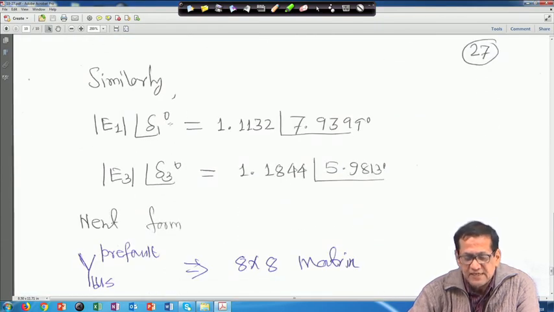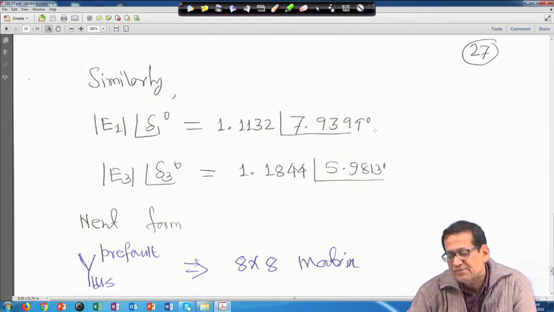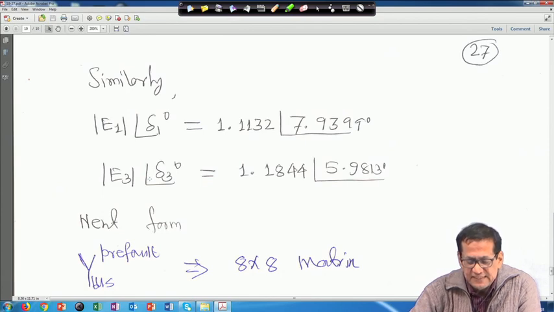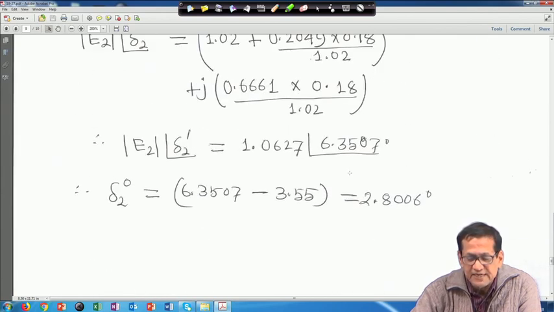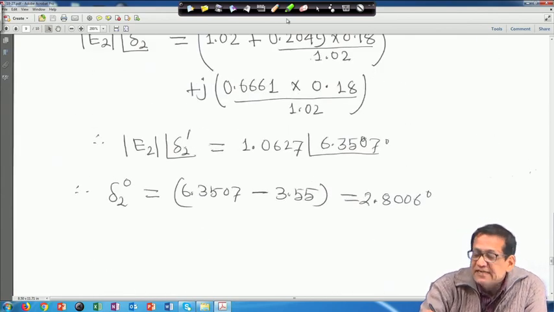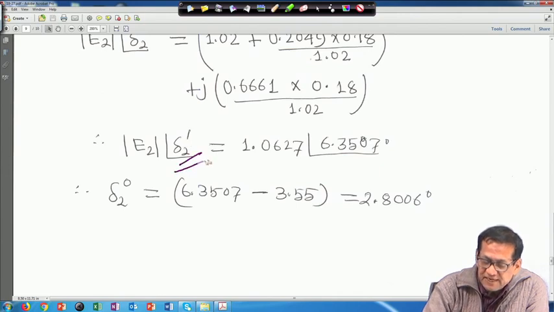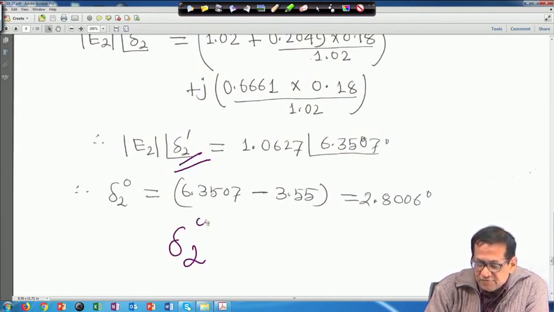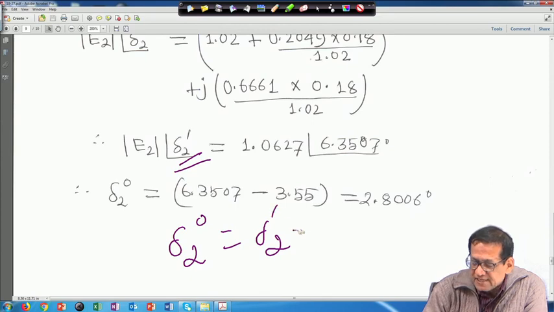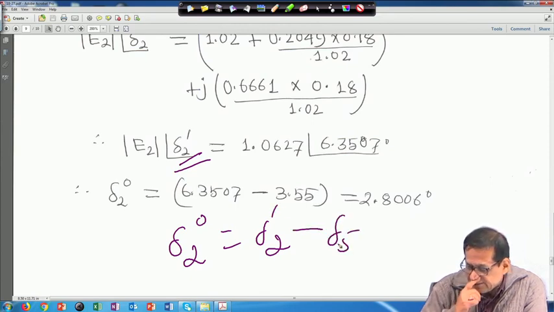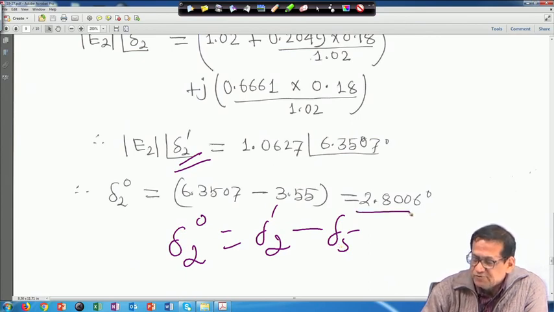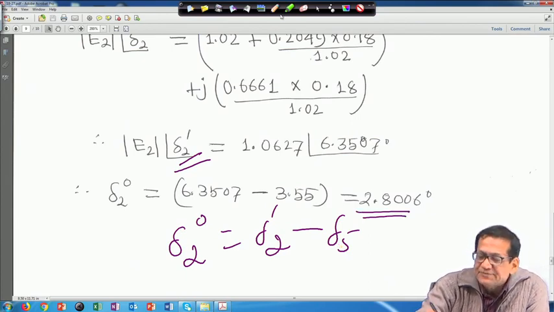Similarly, we have computed that E1 angle delta 10 will be 1.1132 angle 7.9399 degree, and E3 angle delta 30 will be 1.1844 angle 5.9813 degree. Note that this is delta 2 dash. So basically delta 20 is equal to delta 2 dash minus your bus voltage angle delta 5. That means here it is 2.8006 degree.